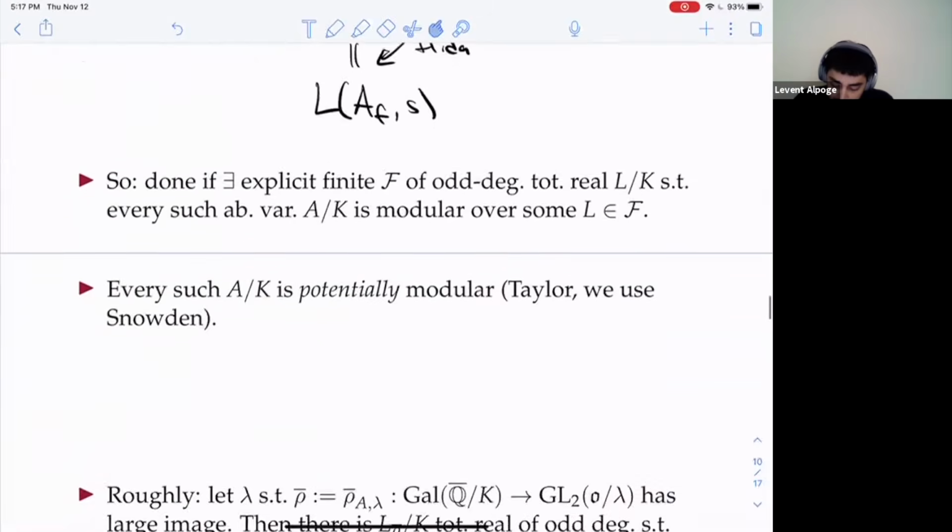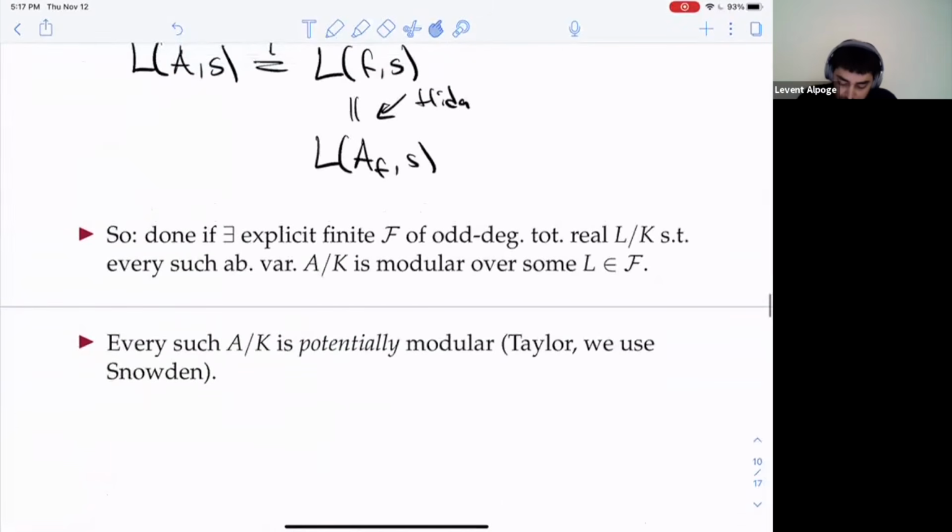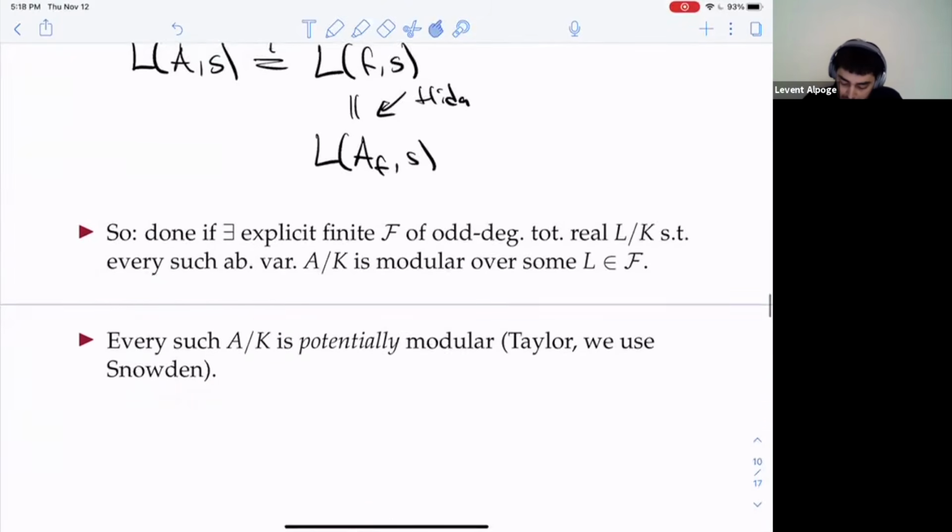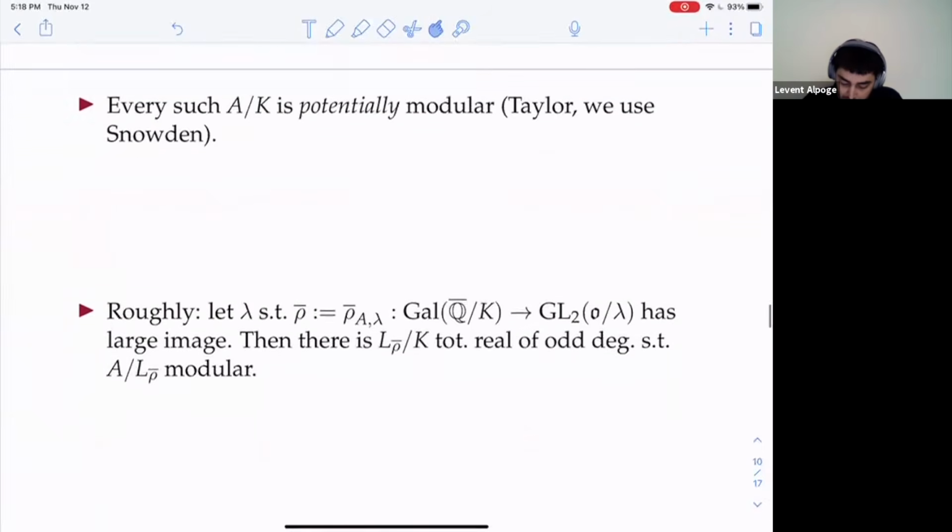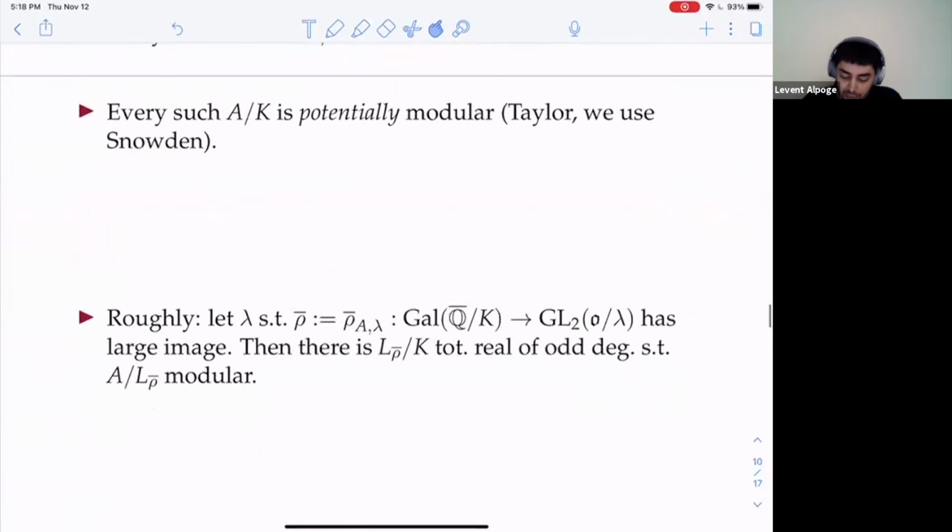Okay, so I've already said that every abelian variety is potentially modular. And this is a theorem due to Taylor, but there's a paper of Snowden that I learned it from, and also learned a very key trick from, to keep the extension being of odd degree. Okay, so the first point that has to be observed: we're now asking ourselves, what does Taylor's argument produce?